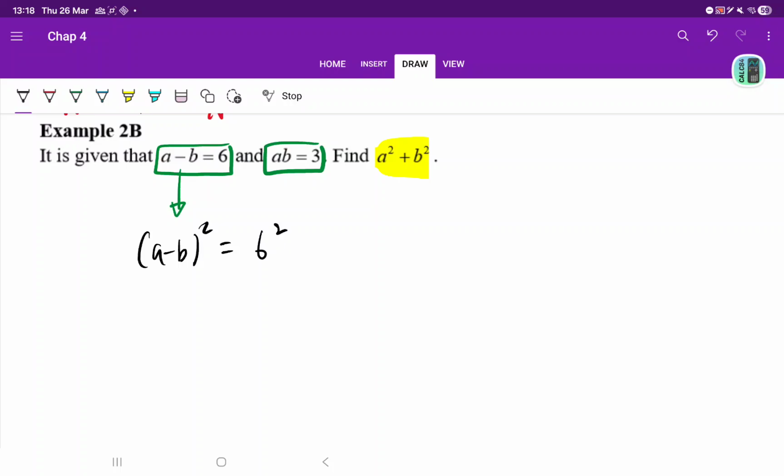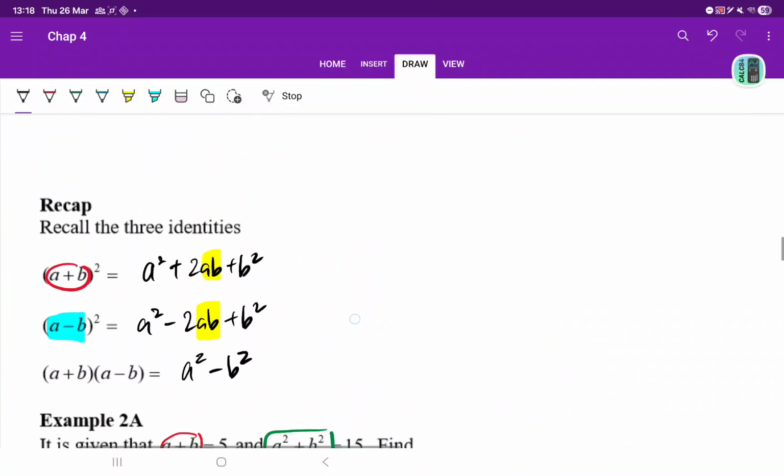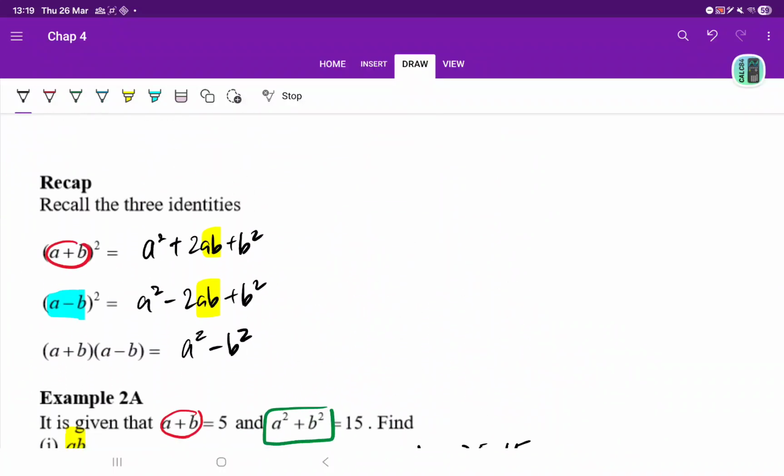Why is this always the case? Because you need to use the identity. You cannot use any of the three identities if you do not have a square. Does that make sense to you? If it makes sense to you, then you realize that I must always square. But why do I square the plus or minus one? Why don't I square the AB? Anyone want to make a guess?